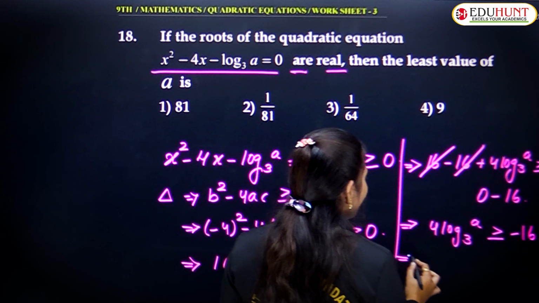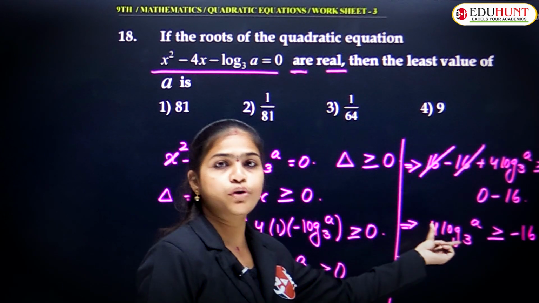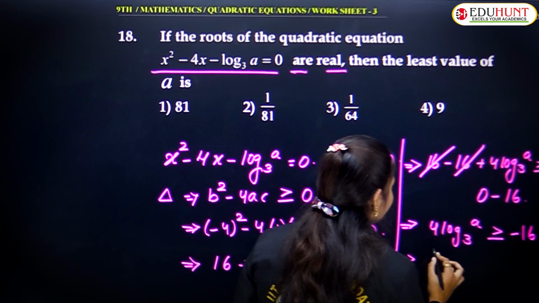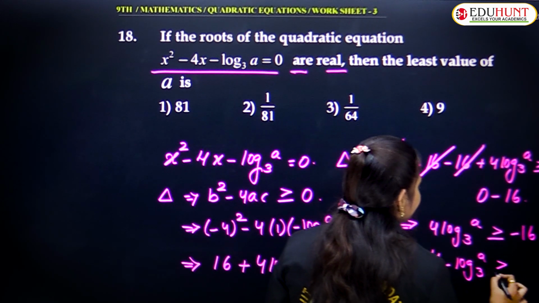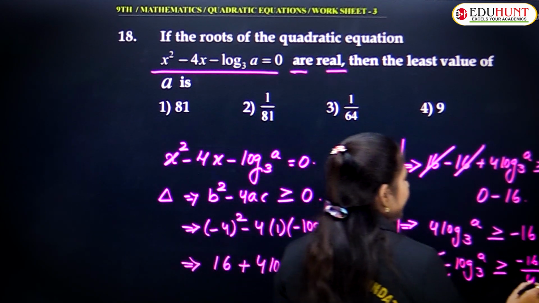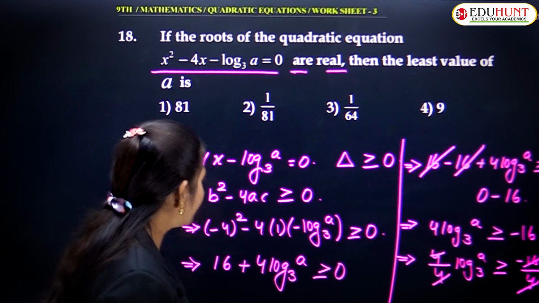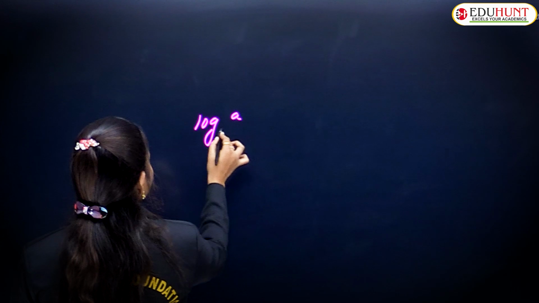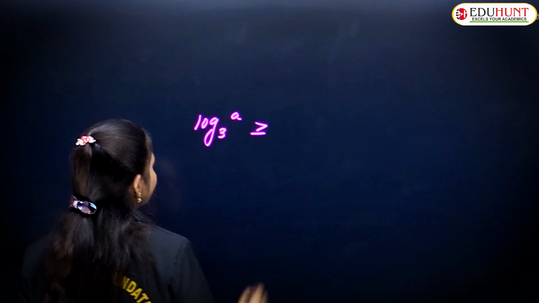So that's why. Now here divide both sides of the inequation by 4. Why? Because here we are getting that 4, no? So that's why divide this one by 4. So 4 by 4 log a base 3 greater than equals to minus 16 by 4. So 4 and 4 gets cancelled, and 16 by 4 is 4 times. So the leftover here is log a base 3 greater than equals to minus 4.